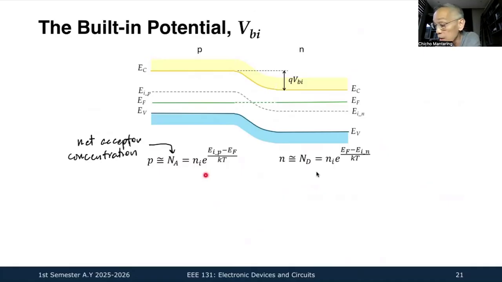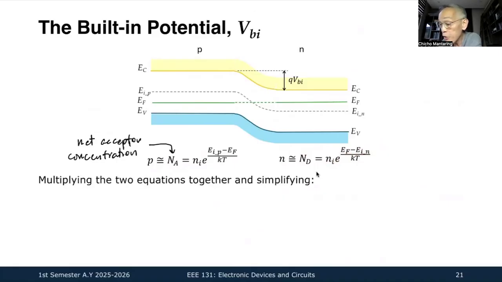And then you have this formula. Remember this formula? N_i e to the E_i minus E_F over kT. Well, this should be the net donor concentration, but on the N side, we assume that Na is equal to 0, so this is actually the actual donor concentration. So N is equal to N_i e to the E_F minus E_i over kT. This is for the P side. This is for the N side.